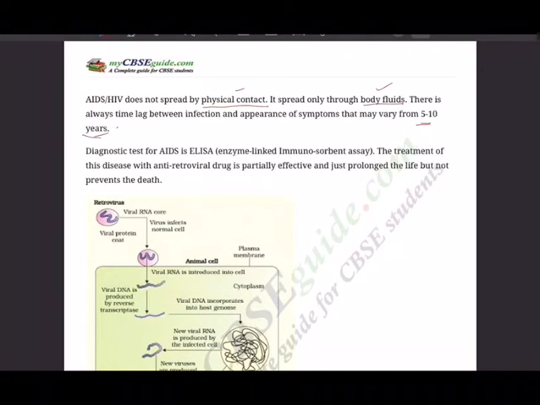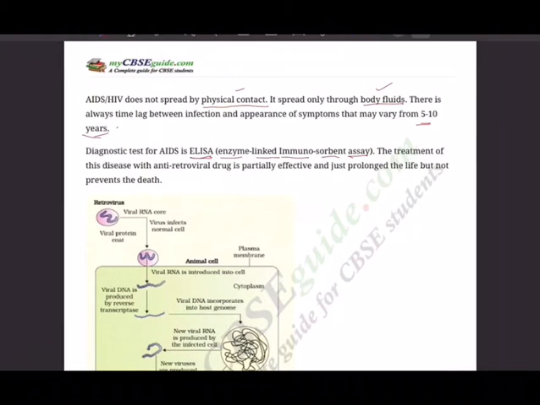The diagnostic test for AIDS is ELISA. So doctors will advise the person to undergo a diagnostic test called ELISA. Again, expansion of ELISA: E for enzyme, L for linked, I for immuno, S for sorbent, and A for assay. So enzyme linked immunosorbent assay. This is ELISA.